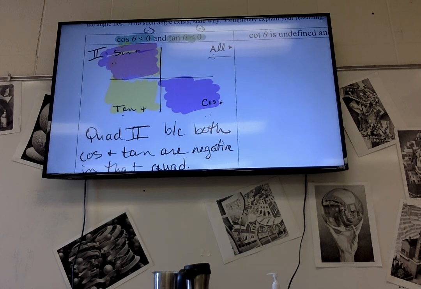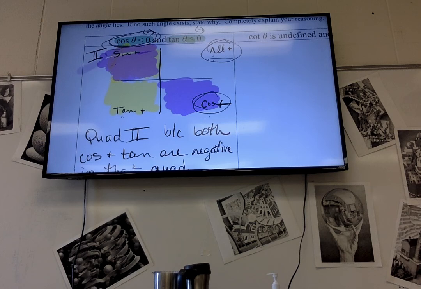I gotcha. So cosine is negative everywhere where it doesn't say all, because all is always positive, and where it doesn't say cosine, because that means cosine is positive there. And we're looking for the opposite. So cosine would be negative everywhere else. And that's why I highlighted those two. Tangent negative? Yep, both of these, yellow. And it's just where the two overlap. That is my answer. Good question. What else?